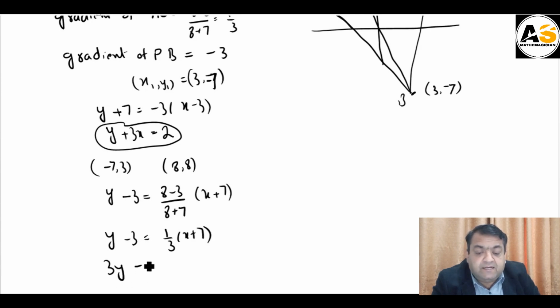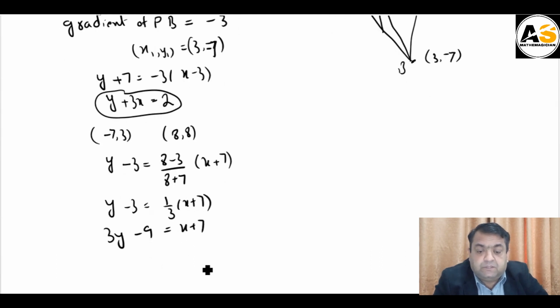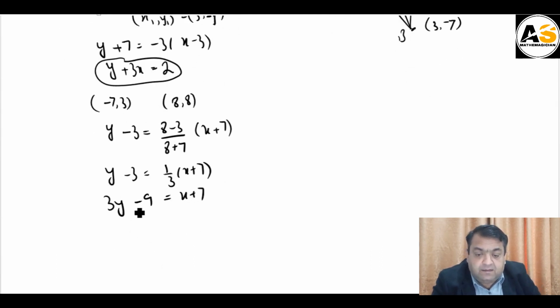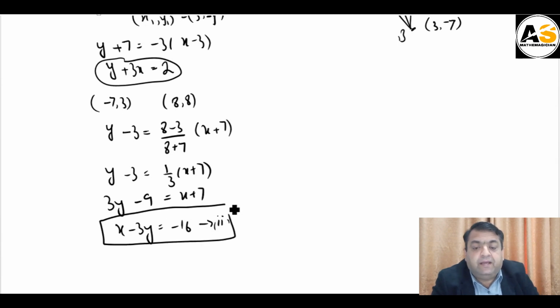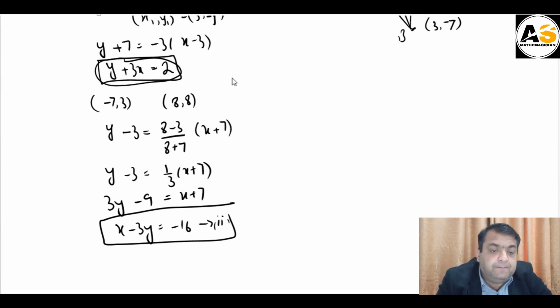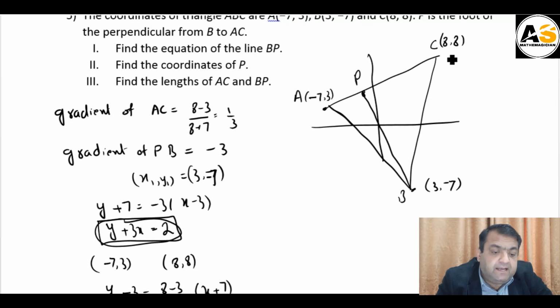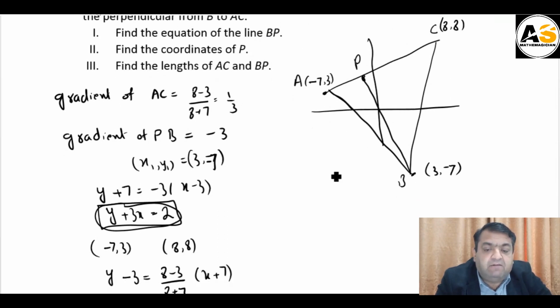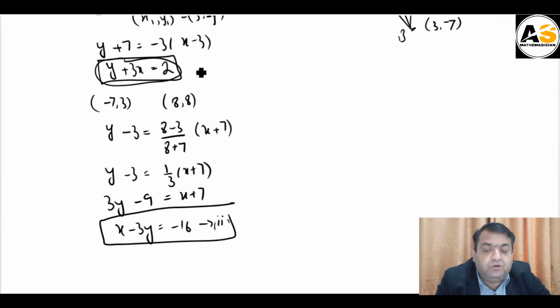3y minus 9 is equal to x plus 7, or x minus 3y is equal to minus 16. This is equation number 2. This is the equation of AC and this is the equation of PB. P is the point where AC and PB intersect. So how will I find P? I will simultaneously solve these two equations.